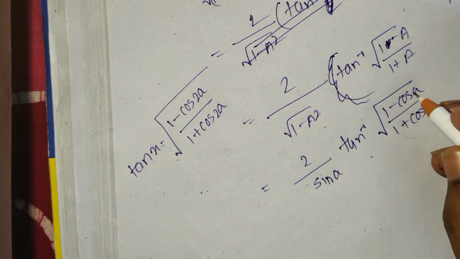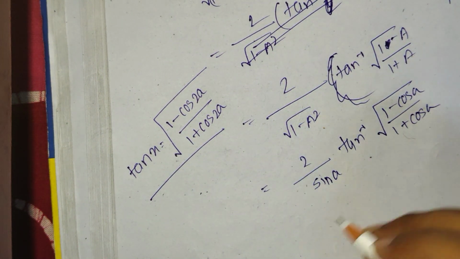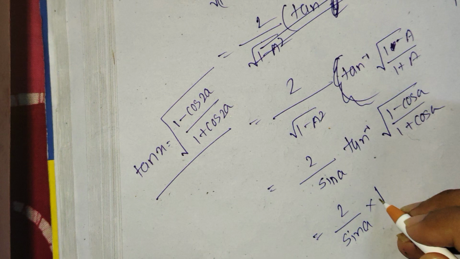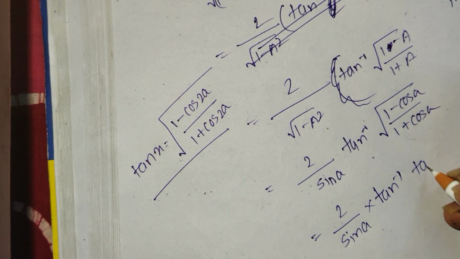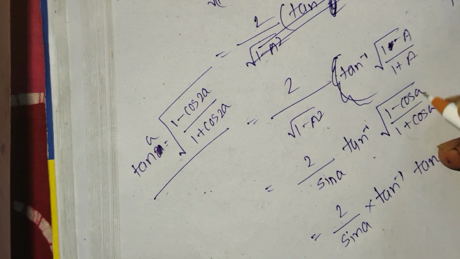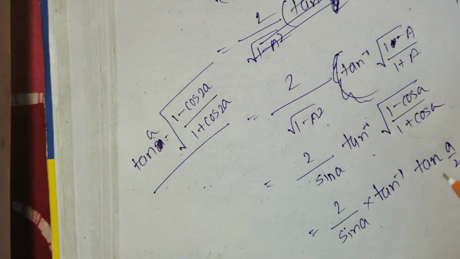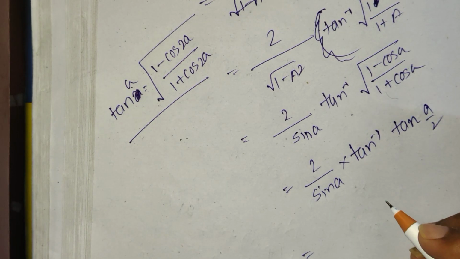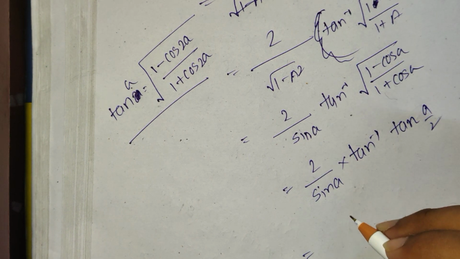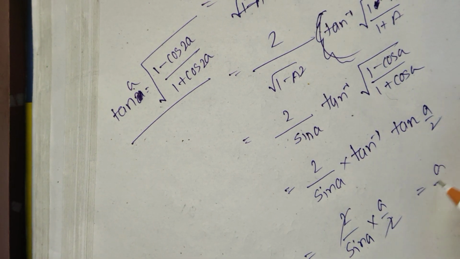Now basically we can replace this from this. Now there is 2a and there is a, so there will be sin a into tan inverse tan, this is a, sorry, tan inverse a by 2, because we are talking about not 2a, we are talking about a. So this a will be replaced as a by 2, right? Now it's very easy, like tan inverse of tan x is equals to a by 2, right? So 2 by sin a into a by 2, 2 will be cancelled out, and a by sin a.